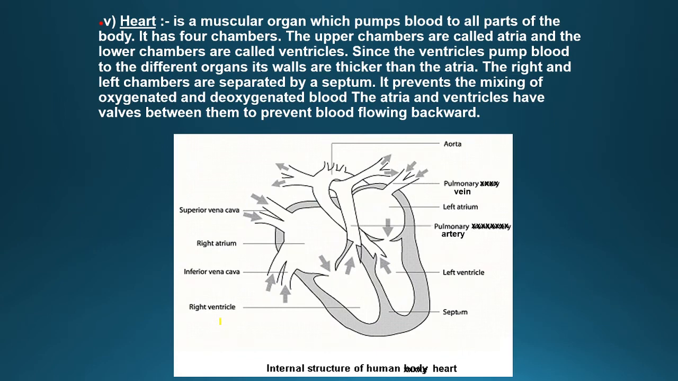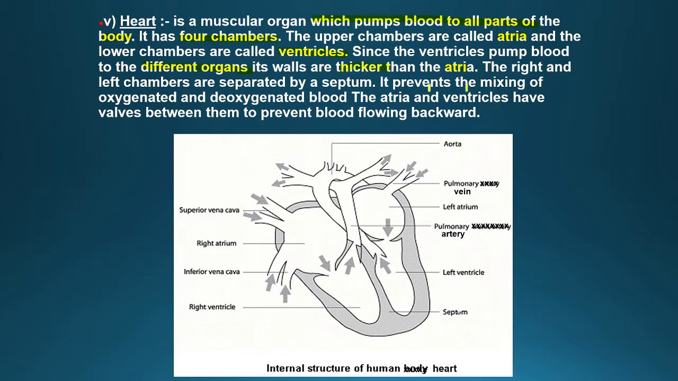Next, guys, coming to the heart, which is one of the main ones. It is a muscular organ which pumps blood to all parts of the body. You guys know it has four chambers. The upper chambers are called the atrium or atria. The lower chambers are called ventricles. The ventricles pump blood to different organs. Their walls are thicker than the atrium.